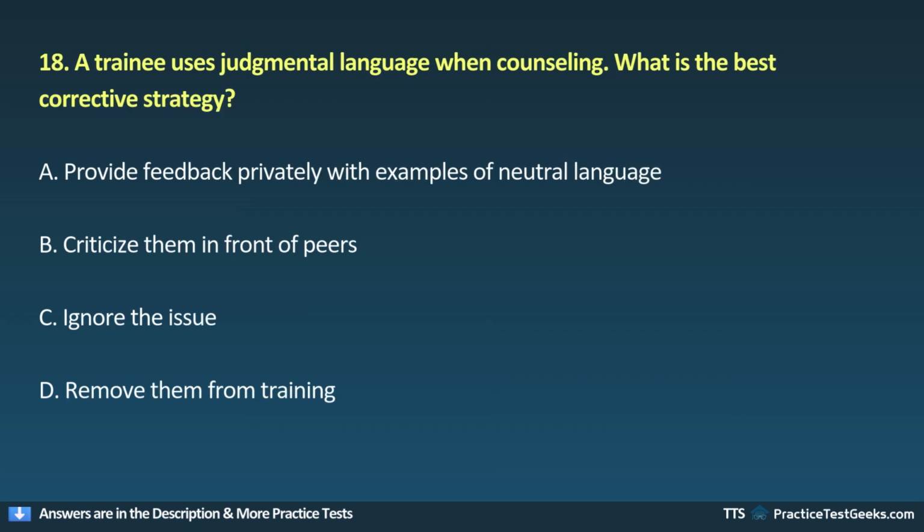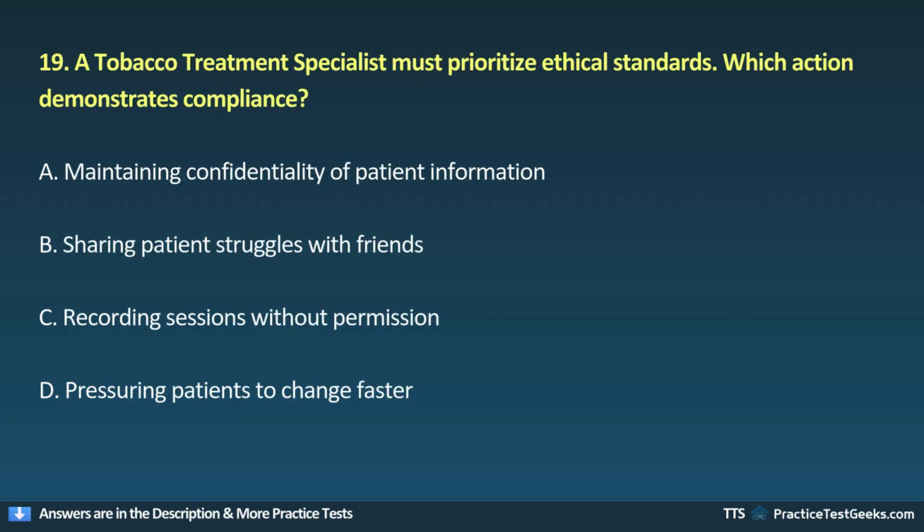18. A trainee uses judgmental language when counseling. What is the best corrective strategy? A. Provide feedback privately with examples of neutral language. B. Criticize them in front of peers. C. Ignore the issue. D. Remove them from training.